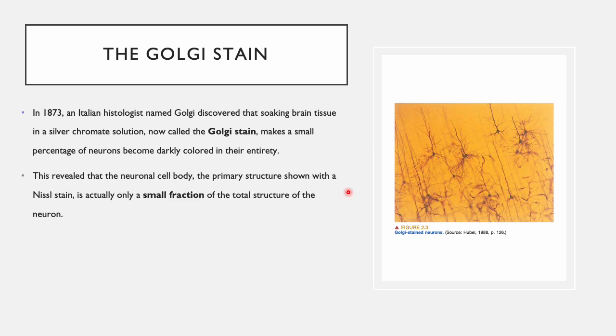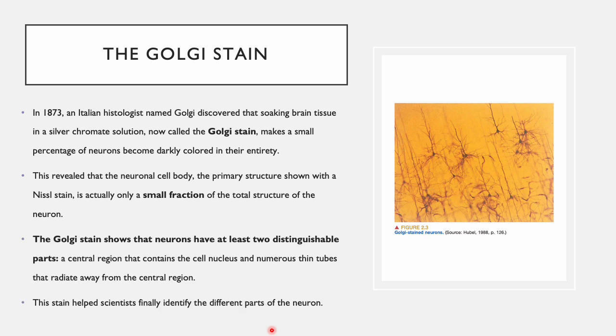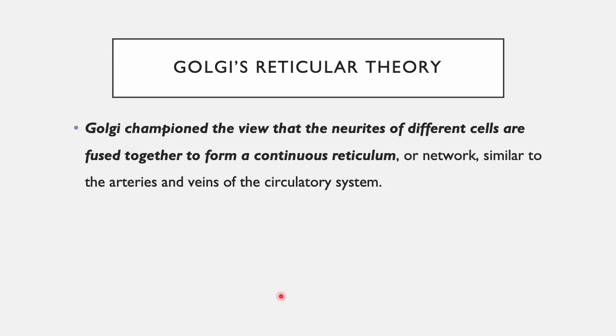And so this revealed that the neuron was not just made up of this small, tiny cell body, as shown in the Nissl stain, but that the total structure of the neuron was actually elongated. He identified the two different parts of the neuron, including the cell body and the axon. So this stain was really influential in the field of neuroscience and psychology.